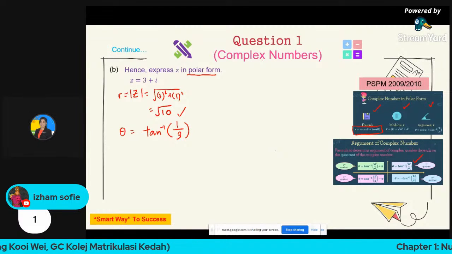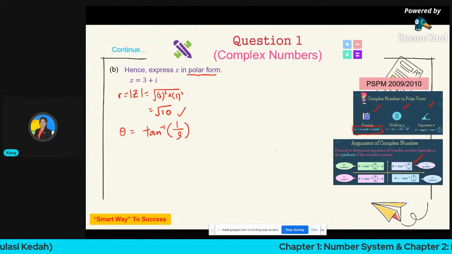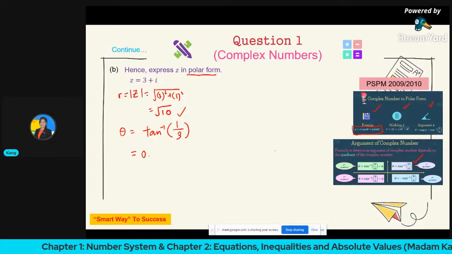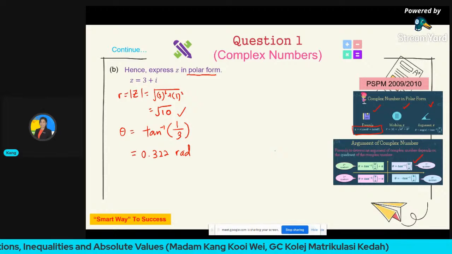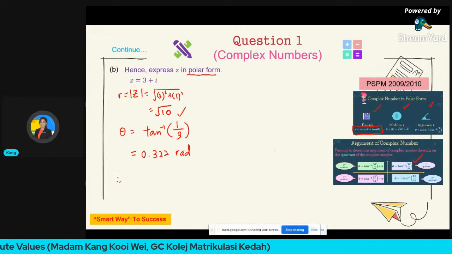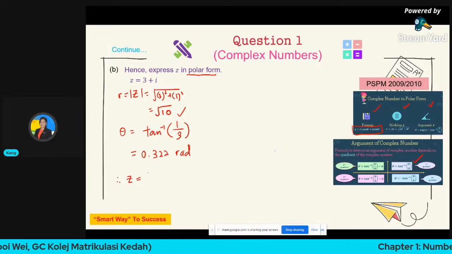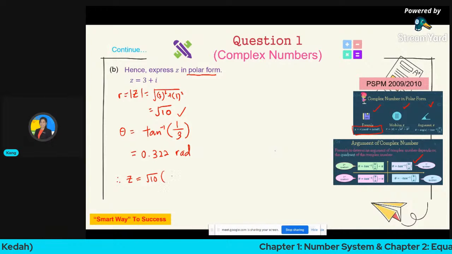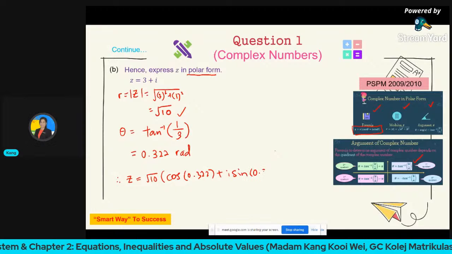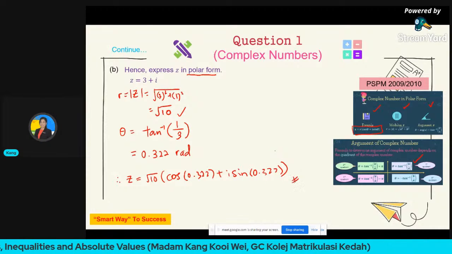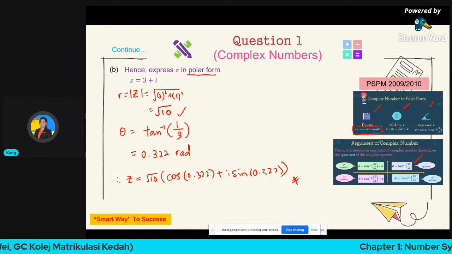Then you key in the value in the calculator. Remember to set the mode in the radian. So after you calculate, you get 0.322 radian. Then for the argument of z, finally you need to write down in the polar form to answer the question. R is root 10, then cos theta is 0.322 plus i sine 0.322. Settled already. You will get the marks for the polar form for the first complex number.